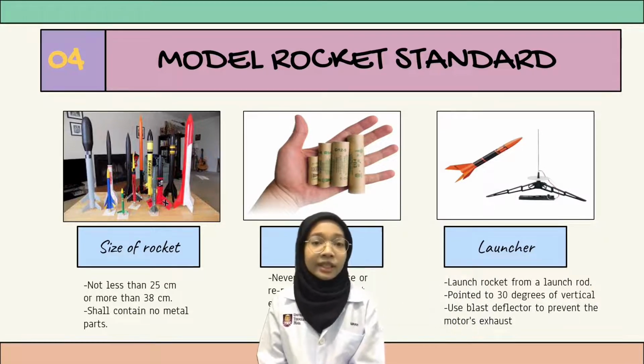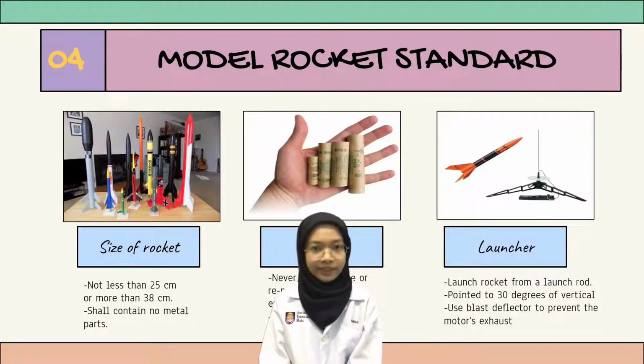Next, the launcher. We need to launch a rocket from a launch rod that is pointed at 30 degrees of vertical to ensure that the rocket flies straight up. Also, the use of a blast deflector is strongly recommended to prevent the motor exhaust from hitting the ground.